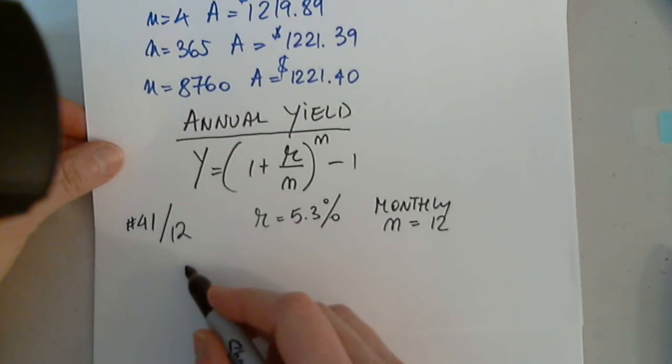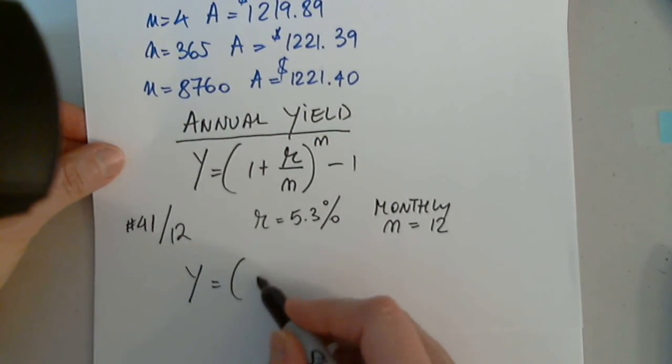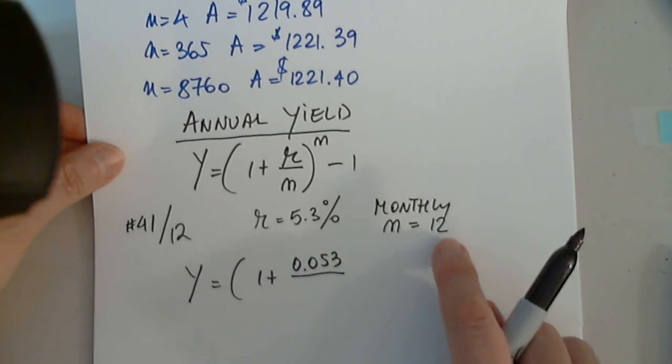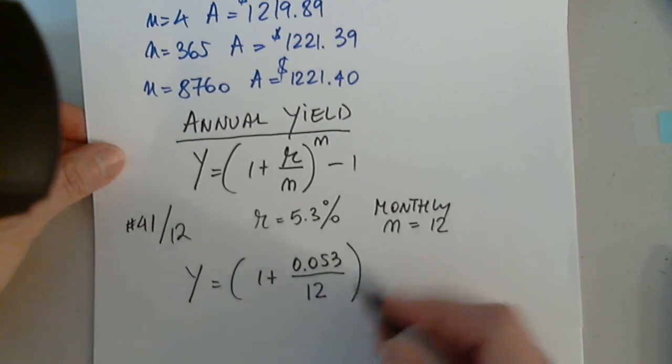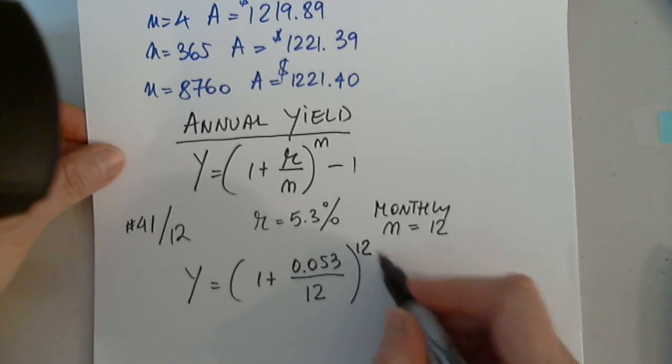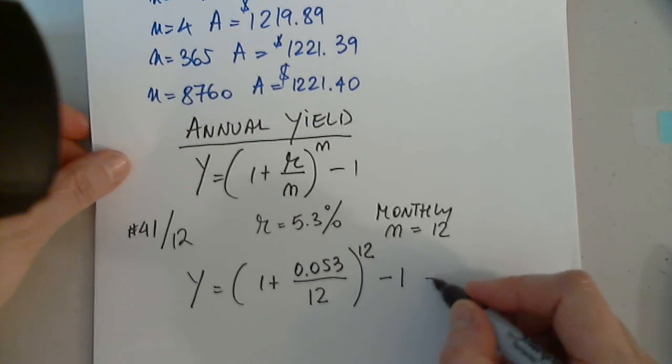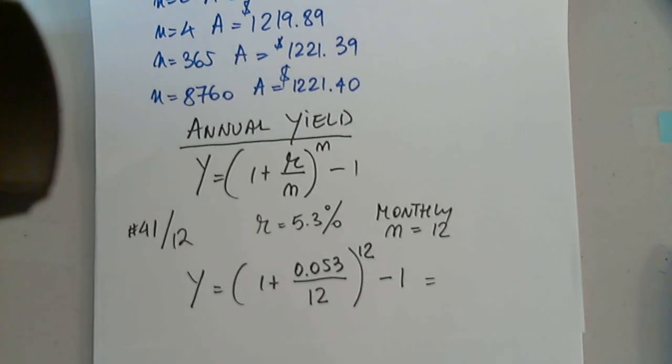So then I have Y equals 1 plus 0.053 divided by 12, everything raised to power 12, and minus 1. And this will be the actual annual yield. So I'm going to switch now so you can see what I'm doing.